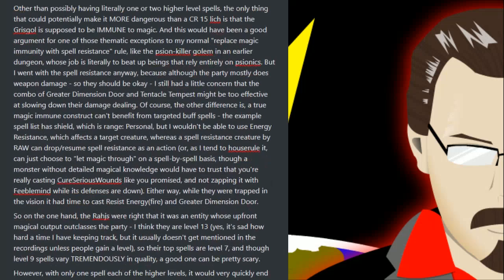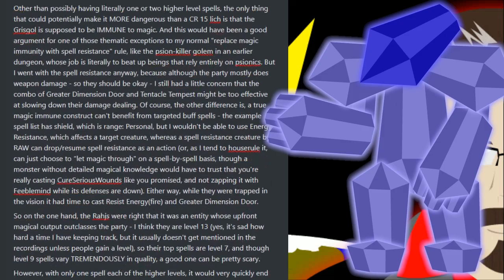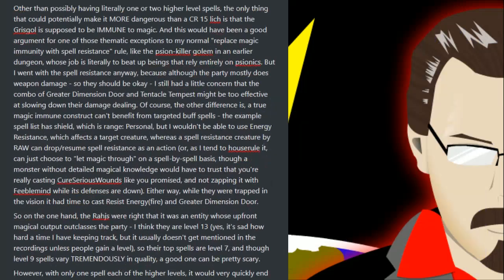And this would have been a good argument for one of those thematic exceptions to my normal replace magic immunity with spell resistance rule, like the Scion Killer Golem in an earlier dungeon whose job is literally to beat up beings that rely entirely on psionics. But I went with the spell resistance anyway because although the party mostly does weapon damage, so they should be okay, I still had a little concern that the combo of Greater Dimension Door and Tentacle Tempest might be too effective at slowing down their damage dealing.